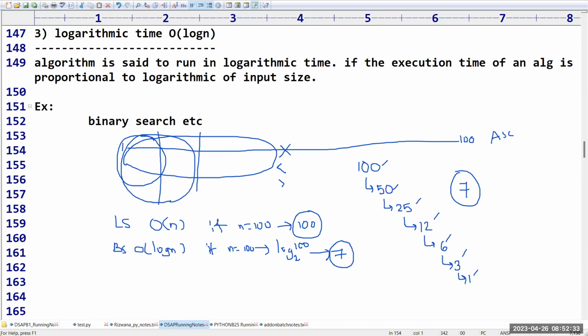Any doubts, friends, up to this? Is it only applicable to binary search? No. Like this, we have so many algorithms. If I give those names here, you people are going to get confused. That's why I'm giving only one example. In future, we are going to discuss all these things. Any doubts? Is it clear up to this?